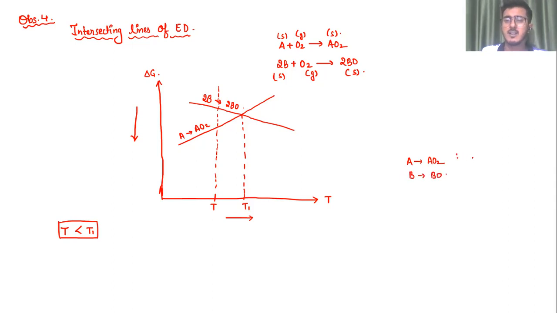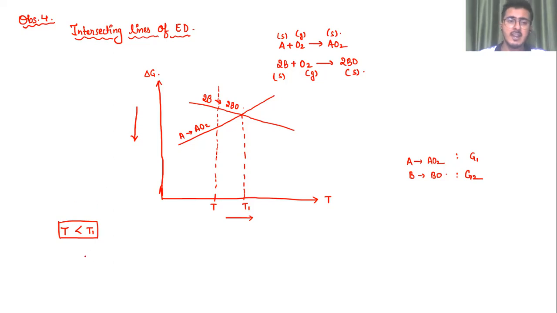Let me take these free energy values as G1 and G2 respectively. At a temperature T less than T1, your metal oxide AO2 is much more stable as compared to the other metal oxide, BO. If AO2 is more stable, then definitely the metal A can easily reduce the metal oxide BO and form a more stable oxide.